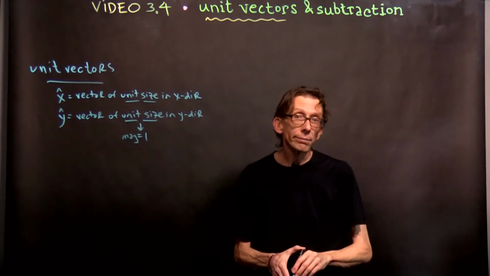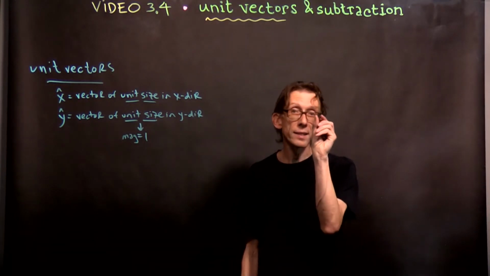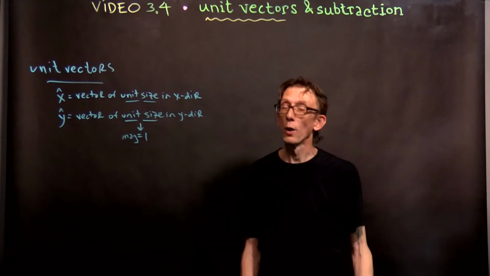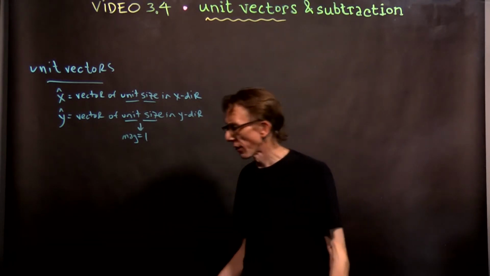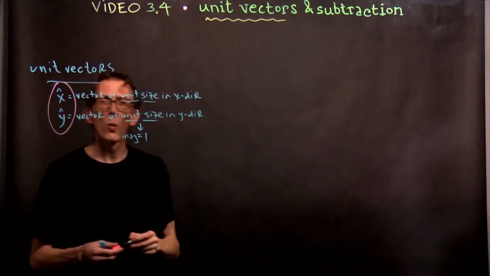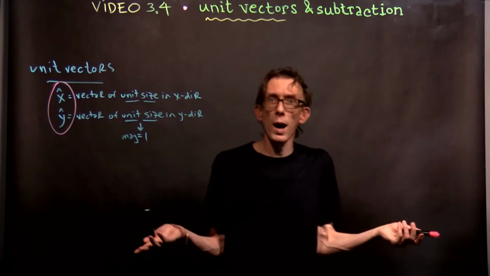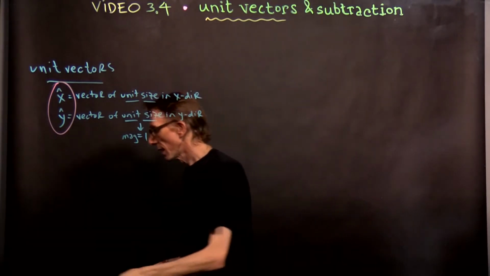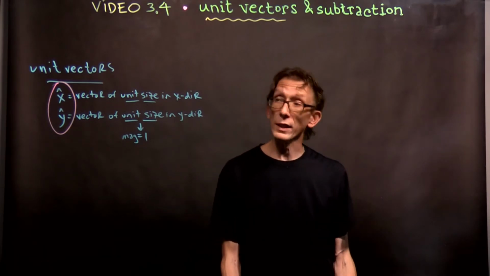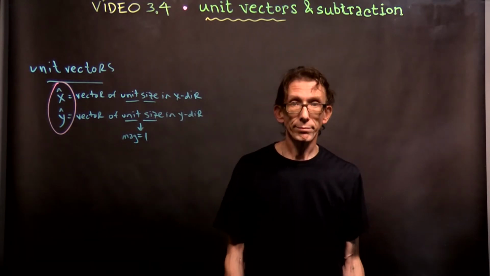X hat points in the x direction, has magnitude 1 and no dimensions. Now that seems like a pretty weird thing, doesn't it? Why would we care about x hat and y hat? We can invent these, but why? Well, I'll tell you, it's because things get sort of easy. It's easy to express other vectors in terms of them.